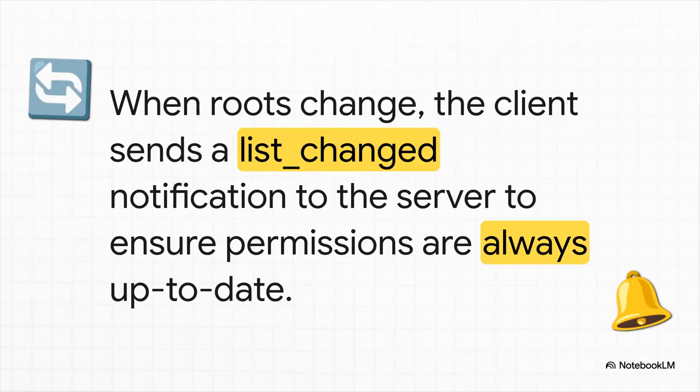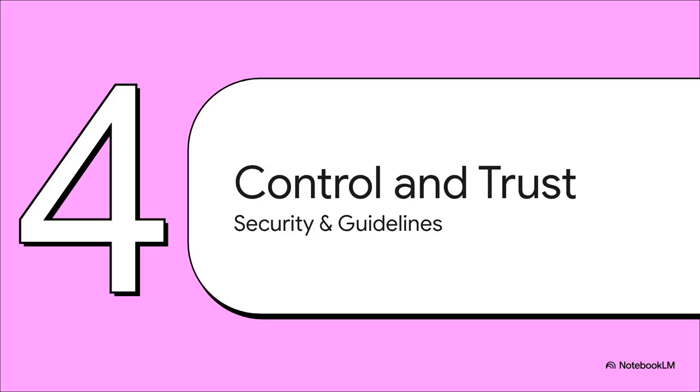But what happens if you change your mind? You finish a project and want to remove access, or you start a new one and want to add it. It's just as easy. Your app just sends a quick little list changed notification to the AI. This keeps the AI perfectly up to date on its permissions instantly. No guesswork involved.